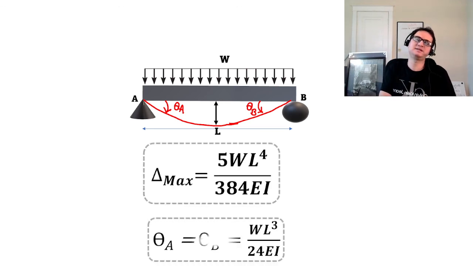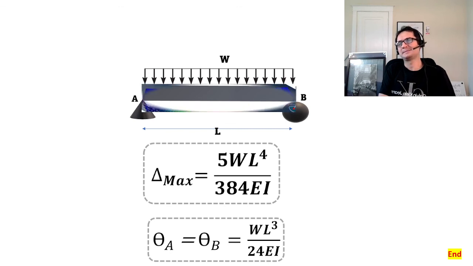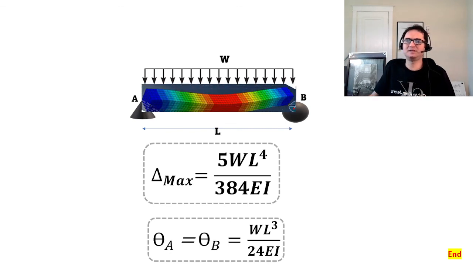One can say that for a two-end simple support beam handling a uniformly distributed load of W, delta max is 5WL to the power of 4 over 384 EI, and theta A is identical to theta B, and it's equal to WL cubed over 24 EI. That's the deflection behavior of the beam, and thank you.